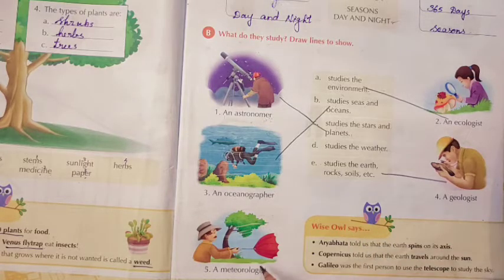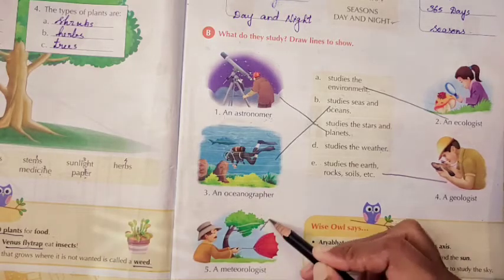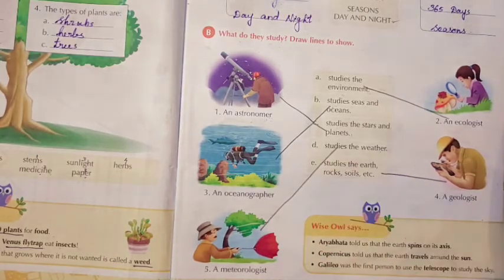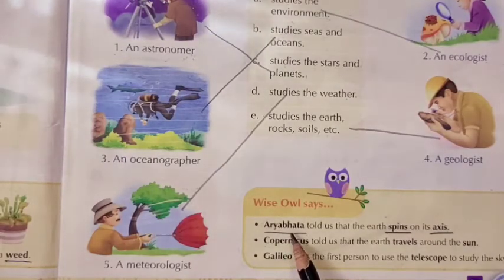The next one, a meteorologist. Meteorologist means a person who studies the weather. Okay, this one. So next, look at this box.